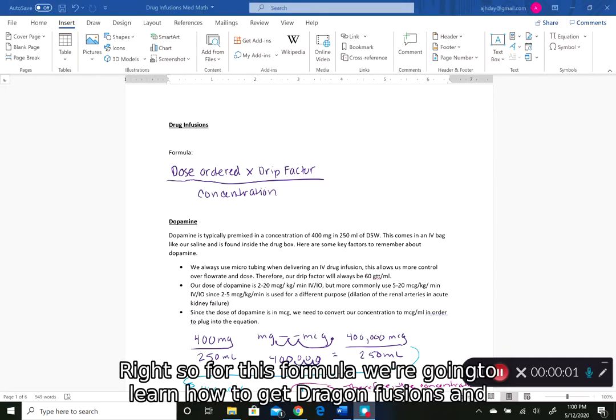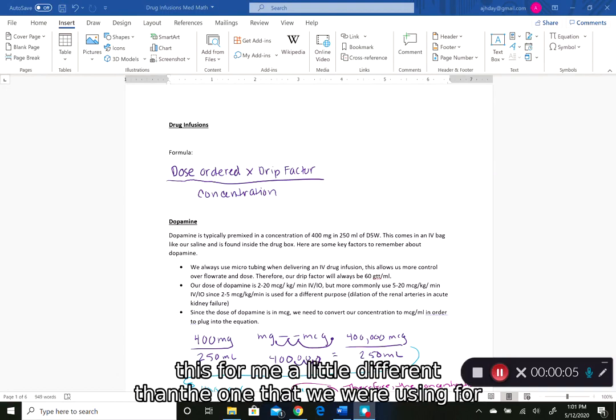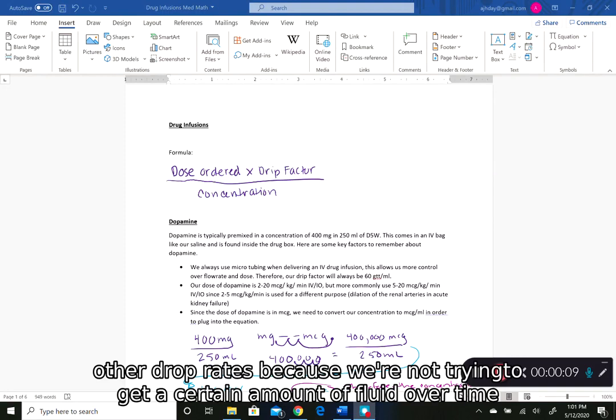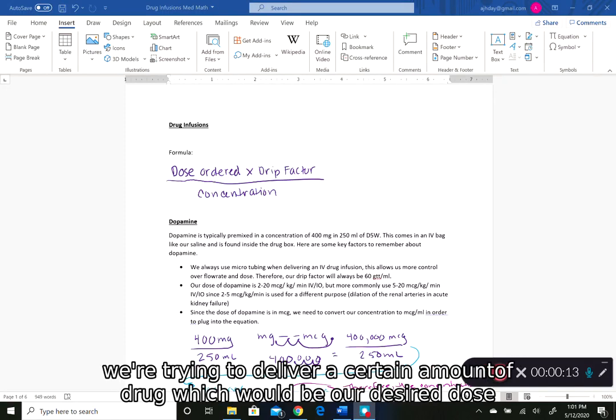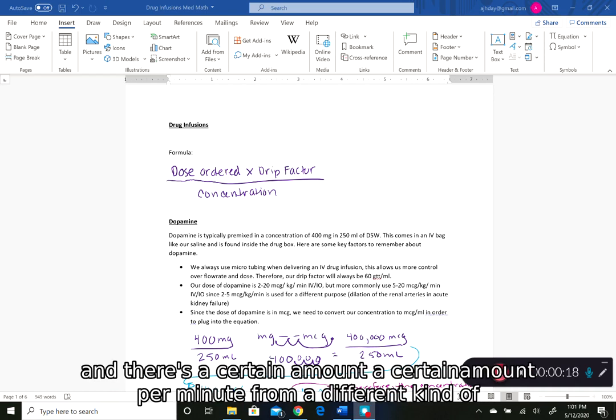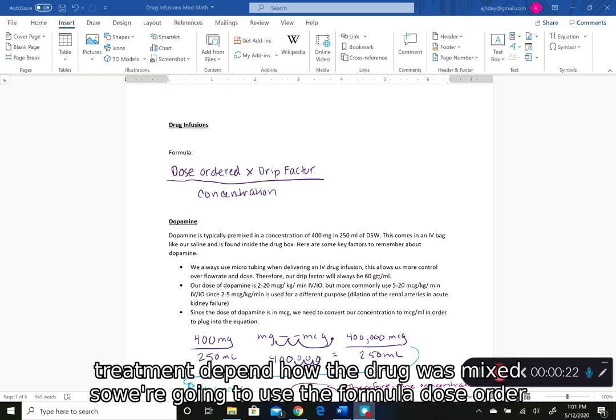All right, so for this formula, we're going to learn how to give drug infusions. And this formula is a little different than the one that we were using for our other drip rates because we're not trying to give a certain amount of fluid over time. We're trying to deliver a certain amount of drug, which would be our desired dose, and a certain amount per minute from a different concentration. So it depends how the drug was mixed.